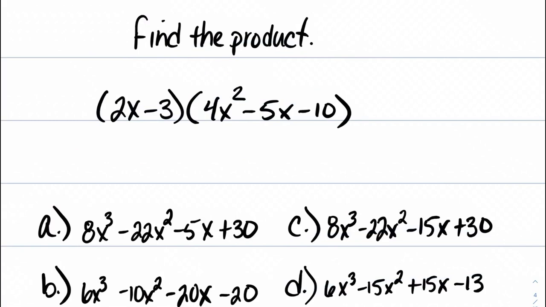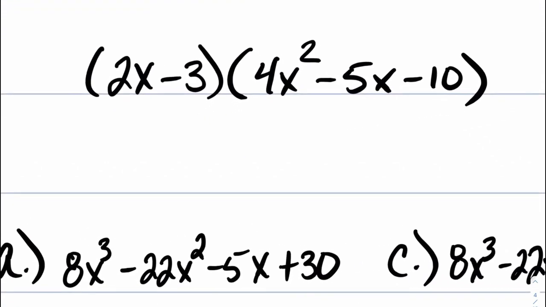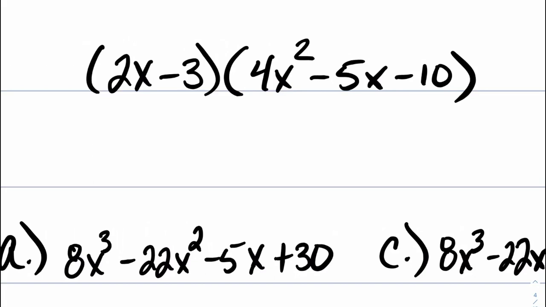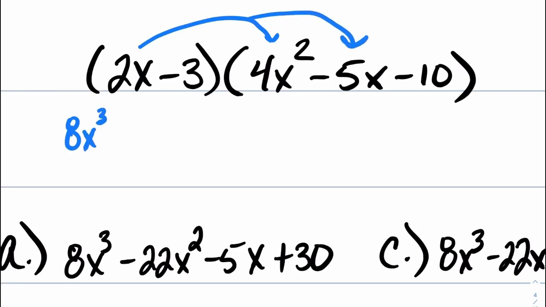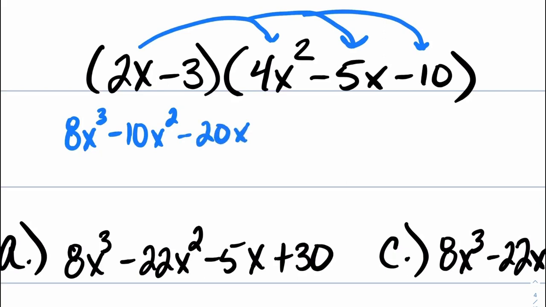Another example of finding the product of a binomial and a trinomial. It's just a lot of work, so let's go ahead and get started. 2x times 4x squared is 8x to the third power. 2x times a negative 5x is negative 10x squared. 2x times negative 10 is negative 20x.